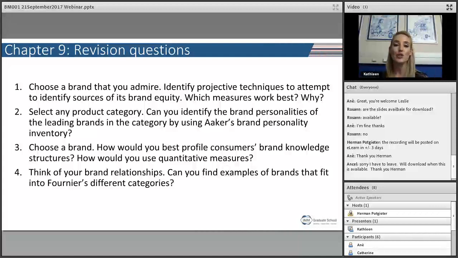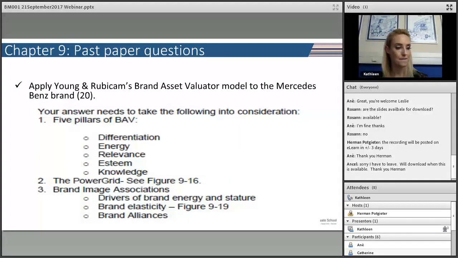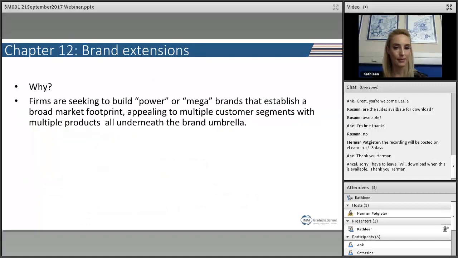And that brings us to the revision questions for Chapter 9. So Chapter 9 is quite an important chapter. It does come up quite often in the exams, and it is important that you're able to apply the theory to your case study exam. Does anyone have any questions on our Chapter 9, particularly quantitative research methods? Looks like not. So we can continue then with Chapter 12.